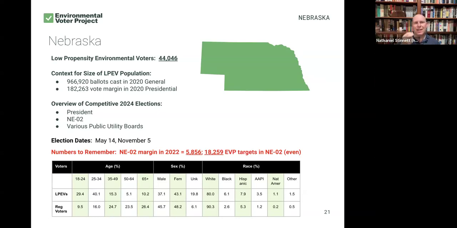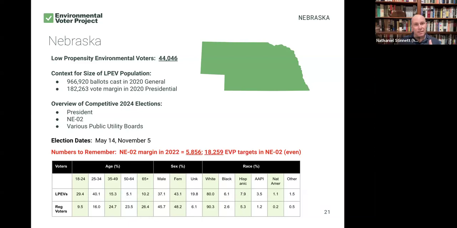Private data vendors try to fill in that data for us, but it's missing for a lot of people. So you'll see that it's kind of an incomplete picture there. All right, when we get to the racial demographic breakdowns, you'll see, this comes as no surprise to many of the listeners and watchers, Nebraska's a pretty white state, right? 90% of registered voters in Nebraska are white. When you look at these low propensity environmental voters we're targeting, they're also pretty darn white, but less so. Only 80% of them are white.